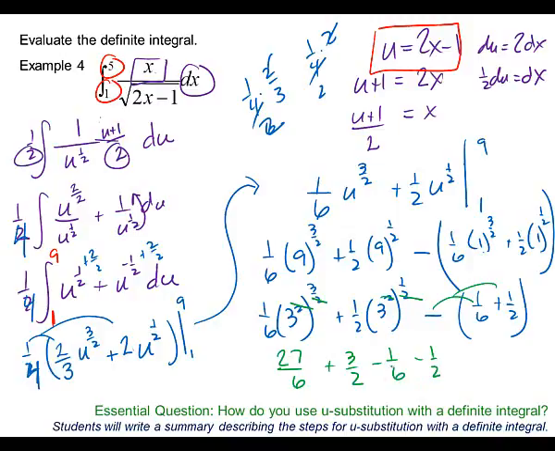All right, 27 minus 1/6 is what? 26 sixths. And then 3/2 minus 1/2 is 2/2. Isn't that just 1? So think about that in sixths, right? Couldn't I make that 6/6? So it's 20 over 6, and whatever that reduces to, 10 over 3. Is that right?